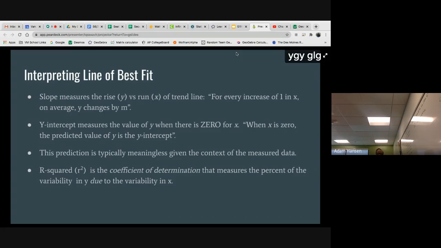So y-intercept means that x has to be 0. So to interpret the y-intercept in an equation of a trend line, when x is equal to 0, when our explanatory variable is 0, we expect the value of our response variable y to be equal to b. It's the predicted value of y when x equals 0, as we understand our y-intercept.